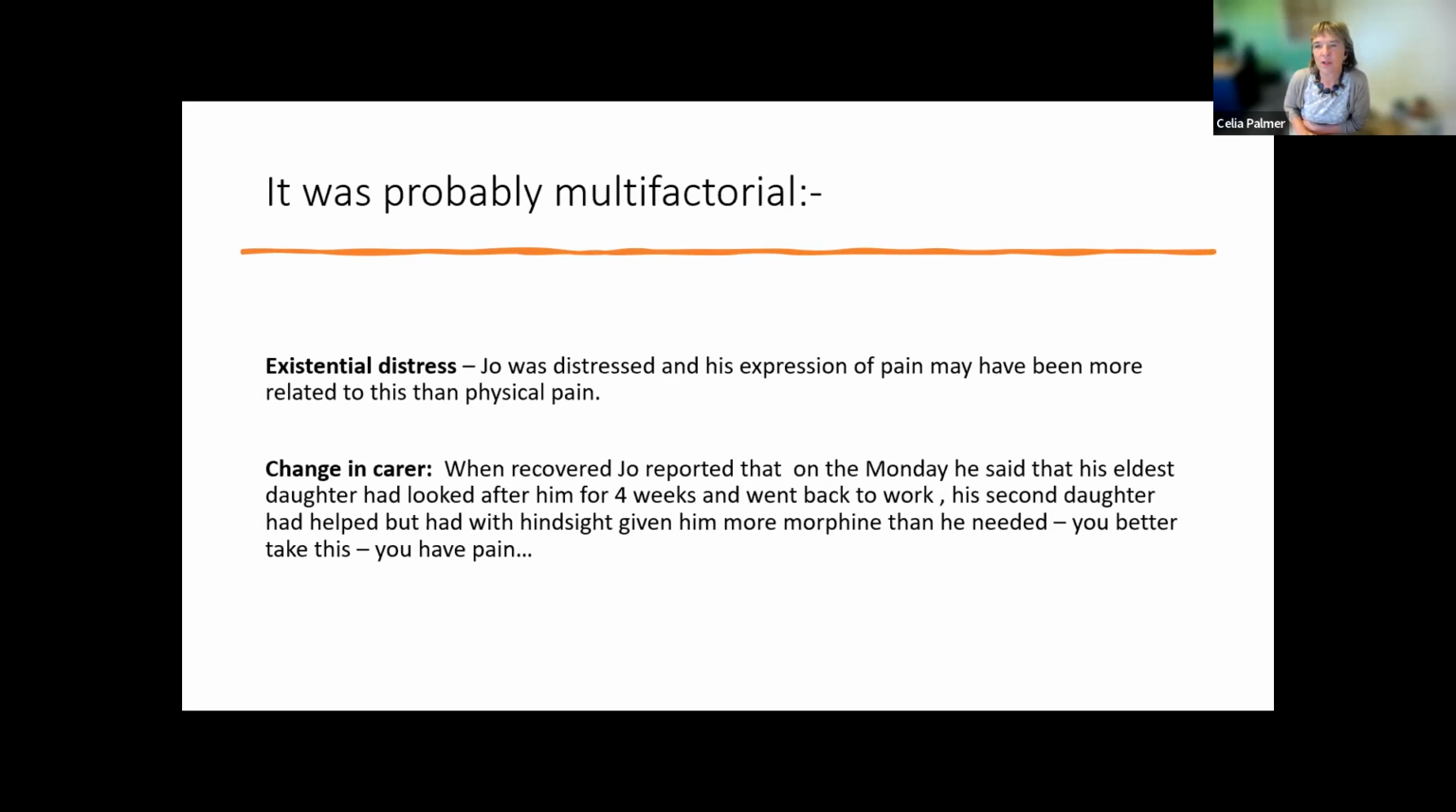When we went and talked to Joe about what had actually gone on, he also reported that at the weekend, his eldest daughter, who'd looked after him for 4 weeks, had to go back to work, and his second daughter had taken over on the Monday. And she was really concerned that he would be out of pain and had a very low threshold for giving him the opioids. And we do find that for some family members, it's a really hard judgment call to make. They're hypervigilant, if you like, and they're constantly asking somebody if they've got pain, and they want to manage that straight away with the opioid.